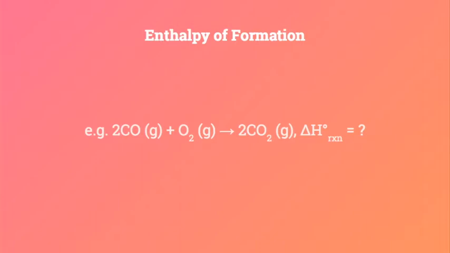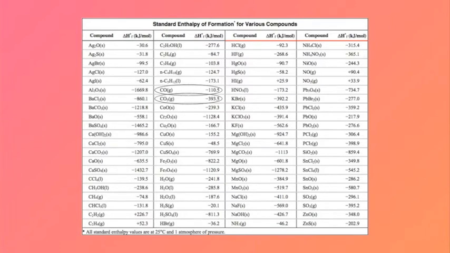Hopefully looking at an example problem will clear this up. Find the enthalpy of this reaction: 2 moles of carbon monoxide plus 1 mole of oxygen yields 2 moles of carbon dioxide. What is the enthalpy of this reaction? First, we have to look at the table for our enthalpies of formation. There is carbon monoxide and there is carbon dioxide. We don't need to find oxygen because it's an element, and therefore its enthalpy of formation is 0.